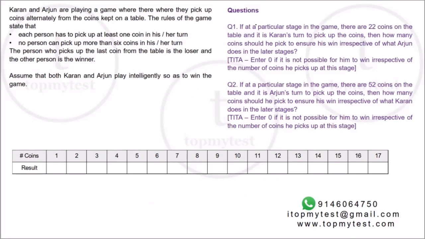Okay, so the first two are basically following these rules of the game. You need to find a winning strategy, assuming that both Karan and Arjun play the game intelligently. So let's see what happens if any one of you plays the game. Suppose I am the one playing the game.